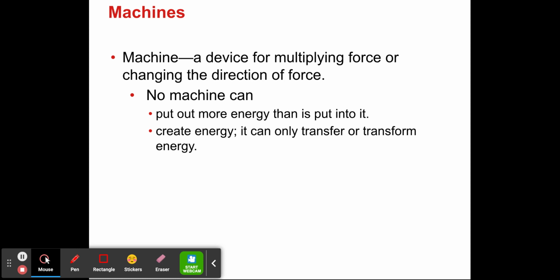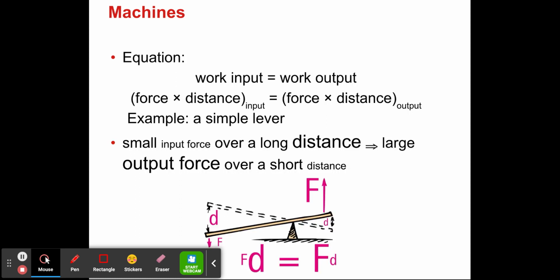So you cannot create energy. A machine cannot create energy. What it does is that it only transfers it or transforms it from one form to the next. So work input equals work output. You have force times distance input is equal to force times distance output. An example is a lever.